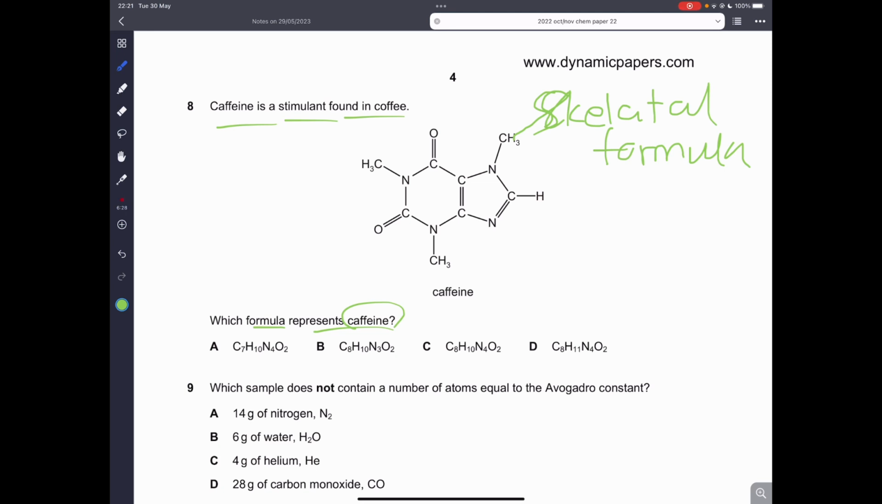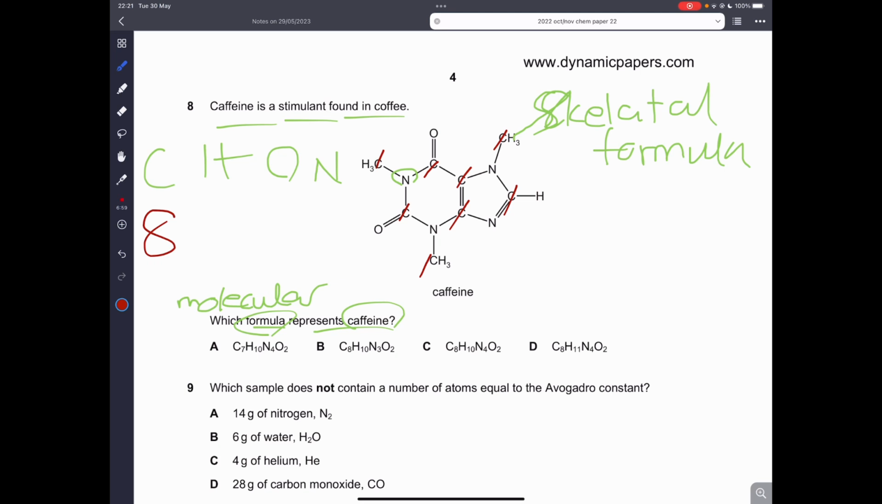But the thing here is it's asking you the formula. The formula is the molecular formula, and therefore we just have to count the number of carbon atoms, hydrogen atoms, oxygen atoms, and there seems to be a nitrogen atom. So we just have to count them one by one. First, let's count the carbon atoms. There are 1, 2, 3, 4, 5, 6, 7, 8. So there are 8 carbon atoms.